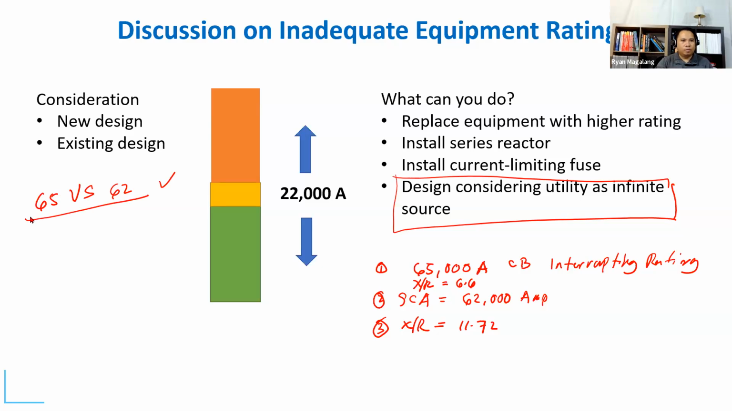But then we forgot that the manufacturer of that breaker has published a multiplying factor for that application, basically saying that if the XR ratio at that faulted point is 11.72, then you must multiply your short circuit current by a factor of 1.09.